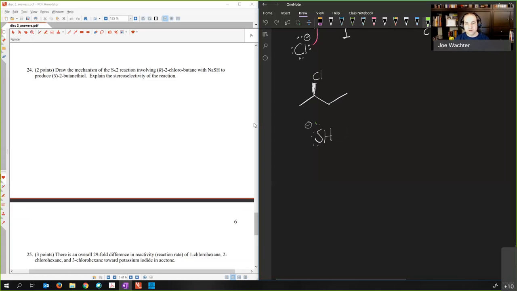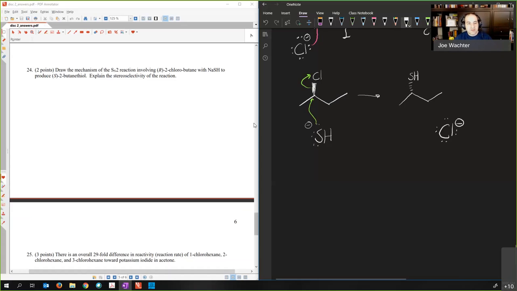And so the SN2 mechanism looks like that. And then because it's SN2, the SH is coming from the opposite side of the chloride. And so the product is this. And then a byproduct might be chloride, which again, you don't always have to draw the byproducts. What we care about is this product. So the product is S-2-butanethiol, which is that.